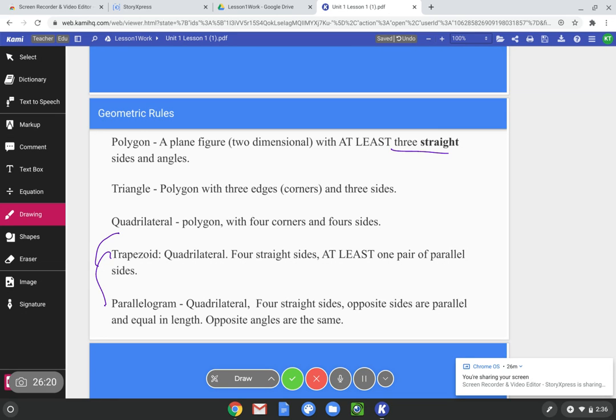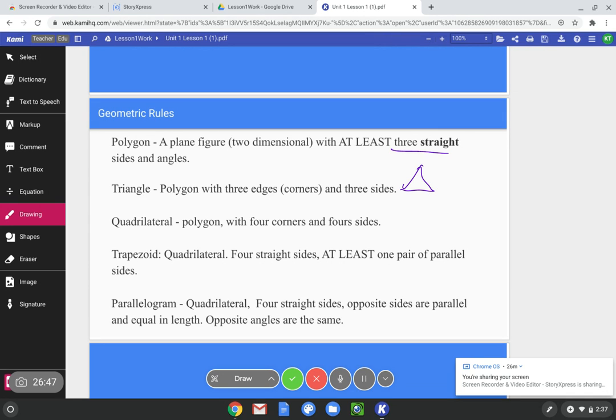So remember, a triangle is a three-sided shape. And remember, there are different types of triangles. We have scalene, all different lengths, isosceles, two congruent lengths, excuse me, isosceles is where two lengths are equal in length. And equilateral, all three sides are equal in length.